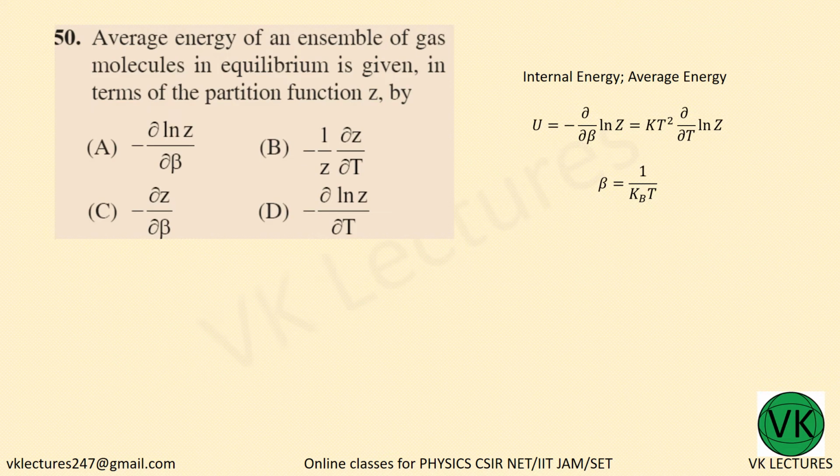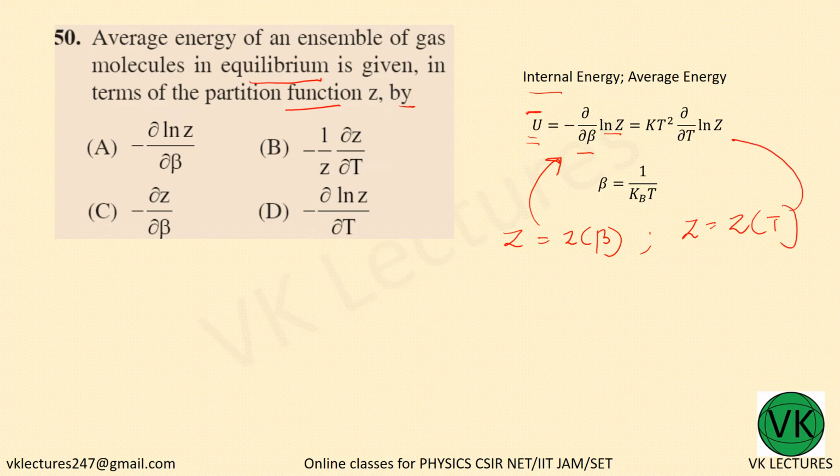Average energy of an ensemble of gas molecules in equilibrium is given in terms of the partition function z by a similar question. Internal energy is U equal to, or sometimes it will be written as U bar to indicate average, minus dou by dou beta of log z. This is in terms of beta. If your z is a function of beta, you can use this formula. Now suppose your z is a function of temperature, then use the other formula. Now beta is equal to 1 by kBT.